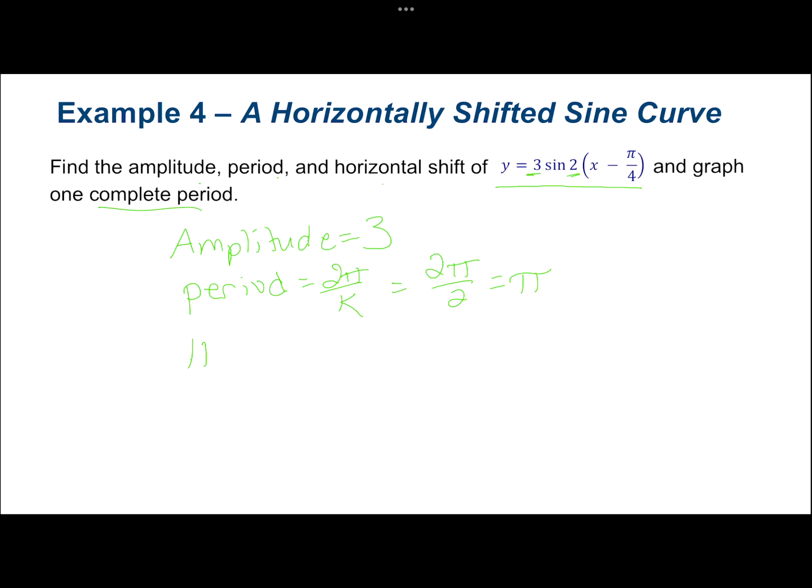And then our horizontal shift, sometimes you're going to see this called phase shift, and we'll talk about it more next time. Horizontal shift, or phase shift, is what's going in here. So in this case, it's pi over 4. Since it is negative in here, that means it's positive pi over 4, which means it's pi over 4 to the right. If you just write positive pi over 4, that actually means it's moving to the right because this number is a positive value.